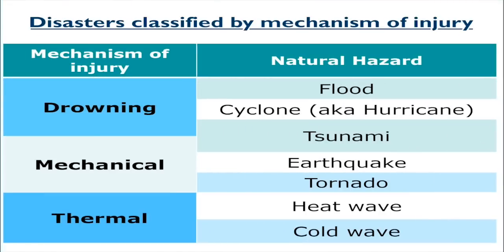We can also classify disasters according to the mechanism of injury of that particular hazard. The mechanism of injury, of course, is that aspect of how that particular hazard affects the body in a deleterious or dangerous way. So with natural hazards like floods and cyclones and tsunamis, the mechanism of injury in most of those cases is drowning. A tsunami also has a mechanical component to the mechanism of injury, just like earthquakes and tornadoes. And we also see a thermal mechanism of injury with things like heat waves and cold waves, whether there's either too much heat or an absence of heat.